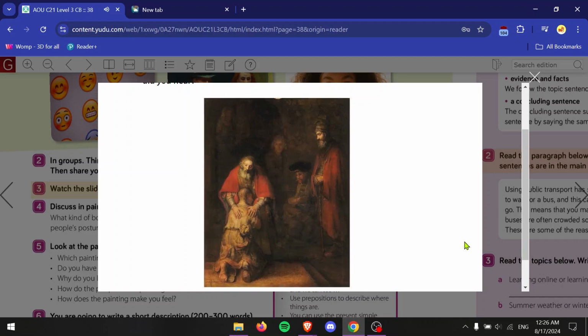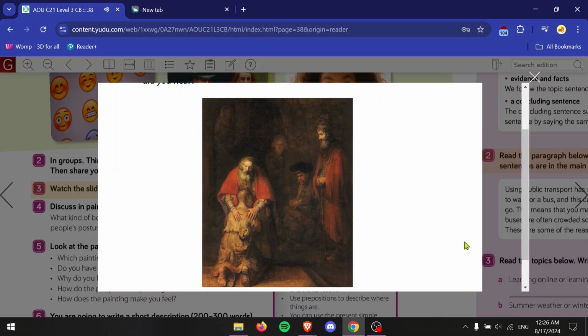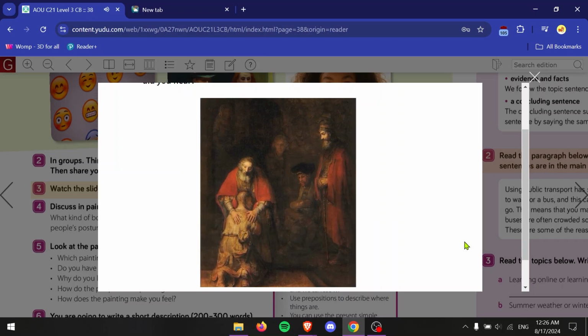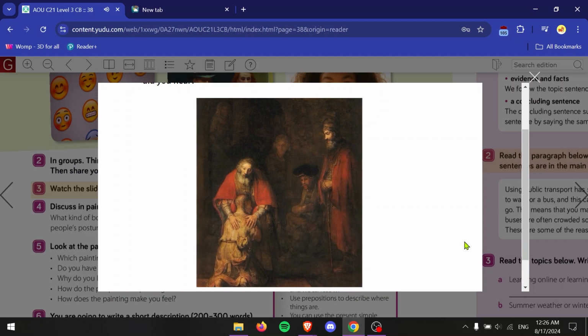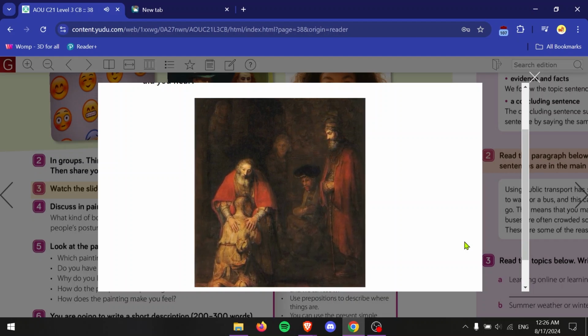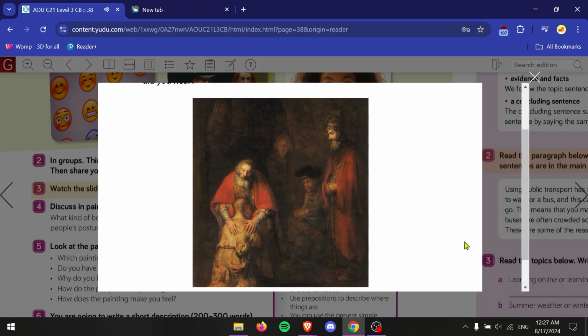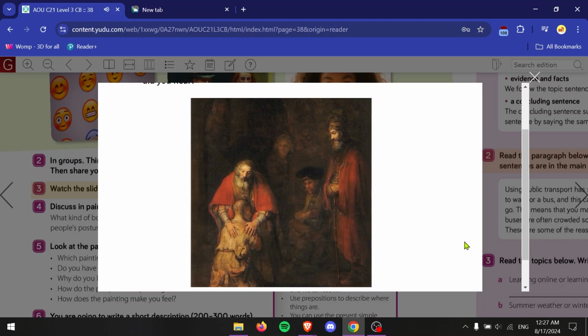This painting, The Return of the Prodigal Son by Rembrandt, tells a story. A son has come home after many years of wasting his father's money. He kneels in front of his father and bows his head. His father has grown old and tired. But look at his face. We can see that even after all the bad times, he forgives his son.